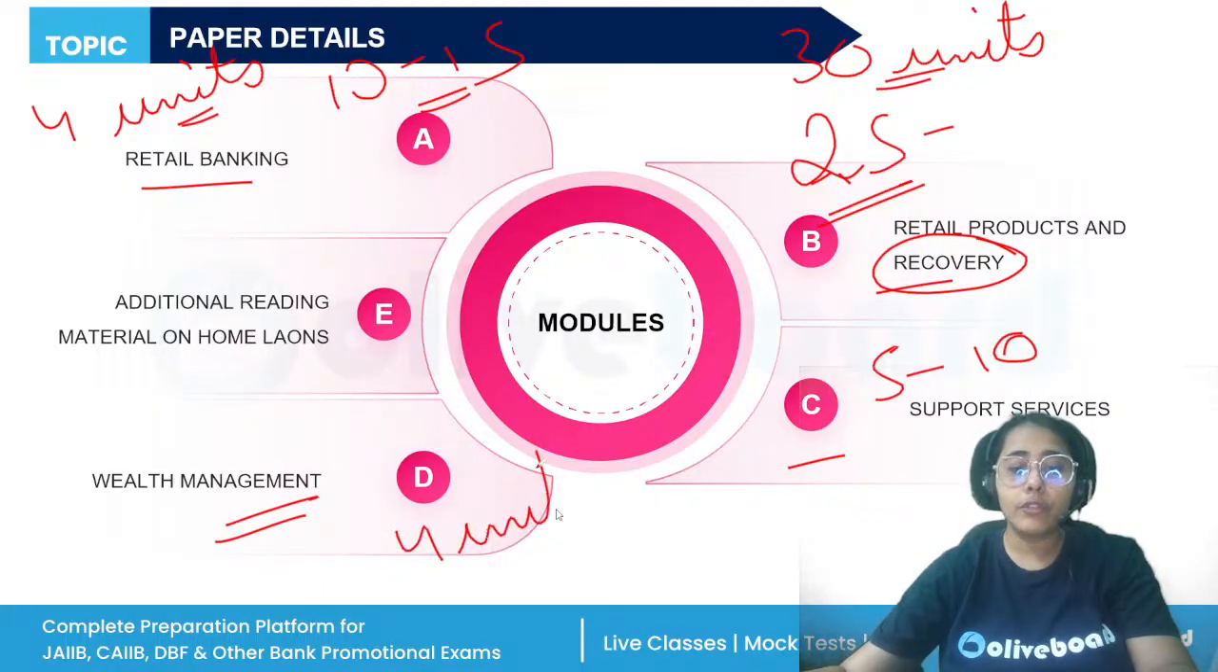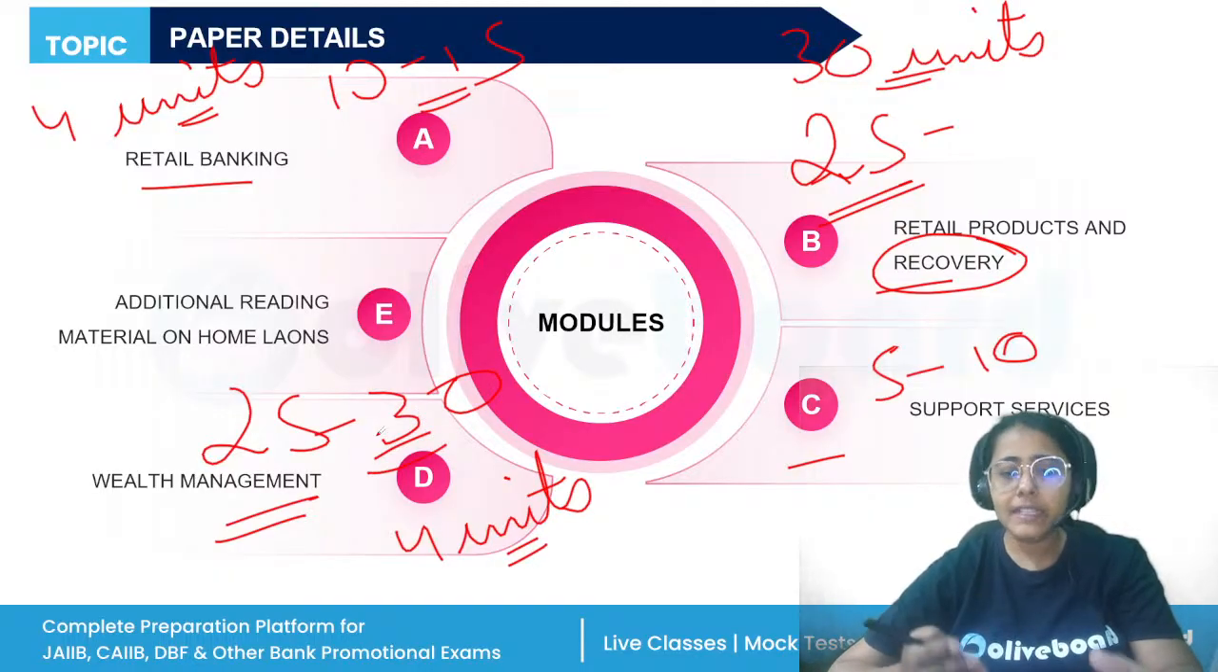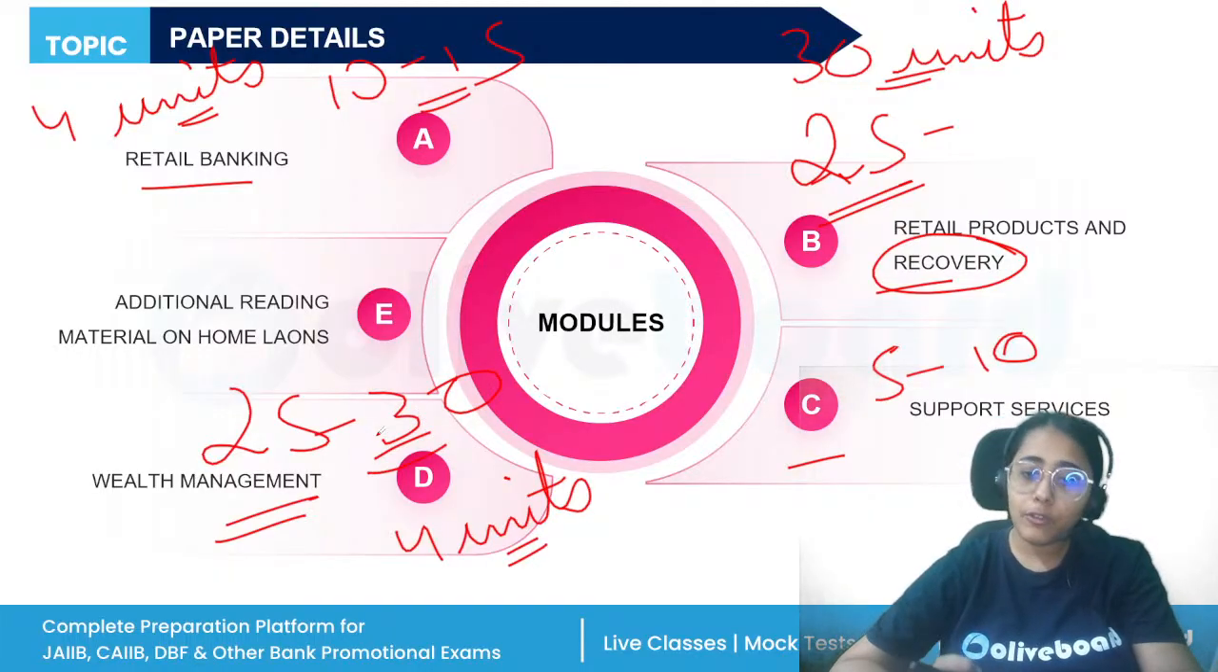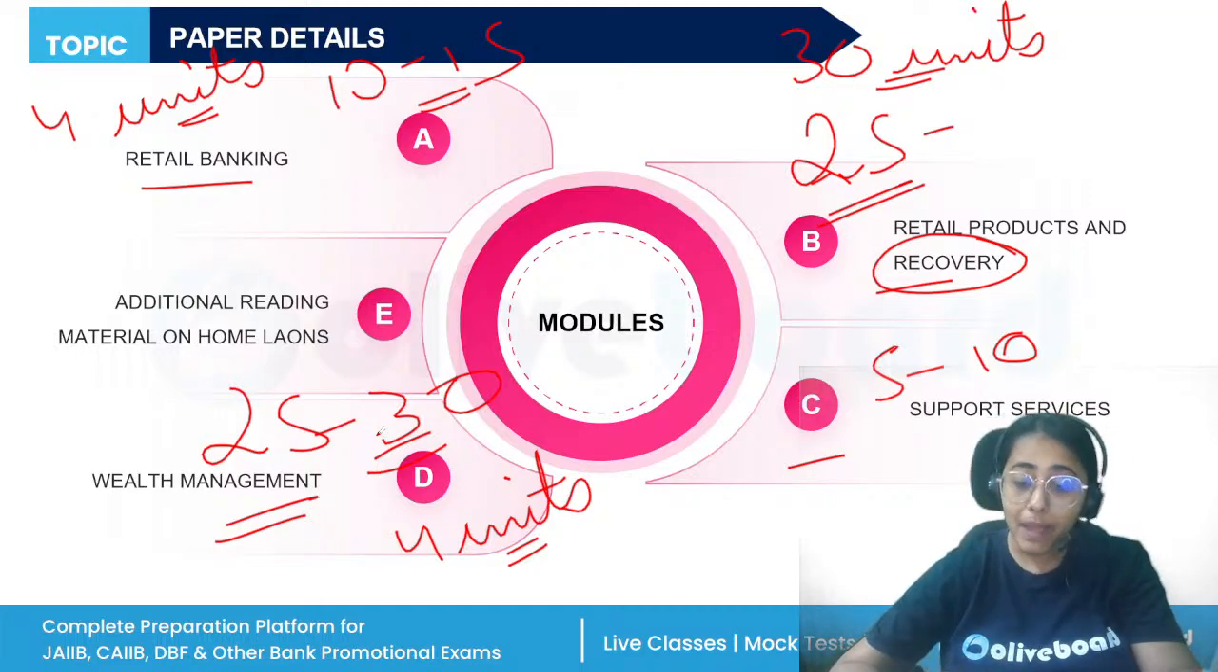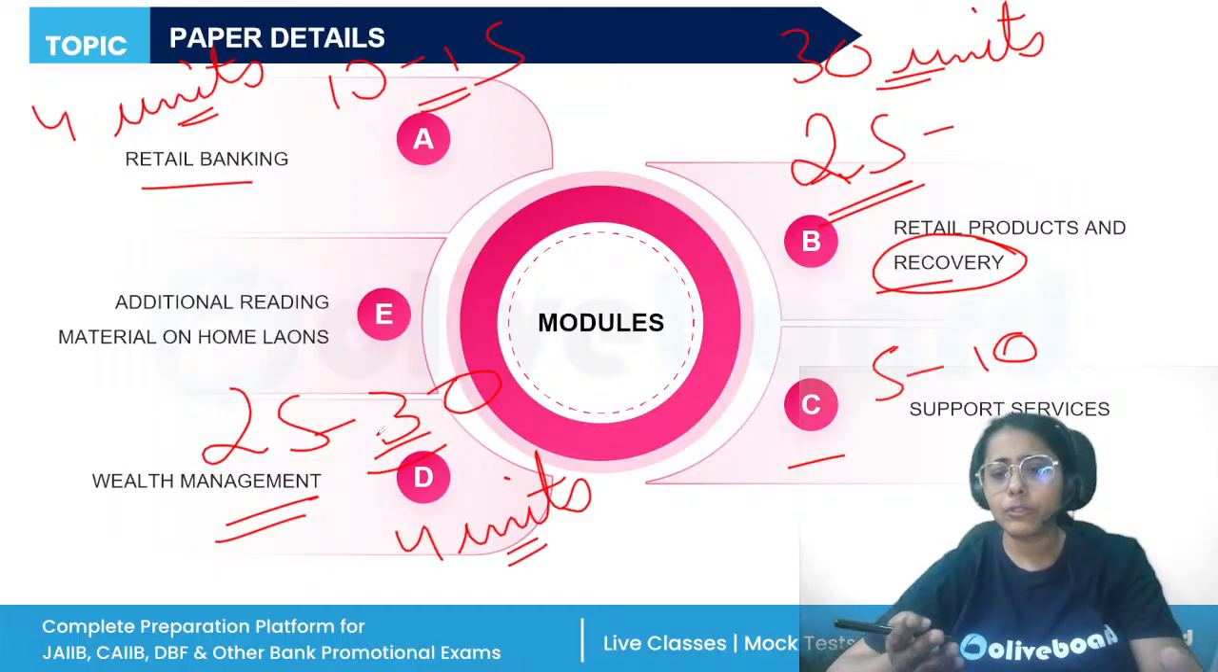Then module D, which is again very important. Only four units are there in your module D, but all the four units are extremely, extremely important. From here also you can expect 25 to 30 mark questions. So you'll be studying about wealth management, portfolio management services, mutual fund, insurance business by banks, factoring by banks. You'll be studying about the different investment products, debt product, bond, government securities, very important.